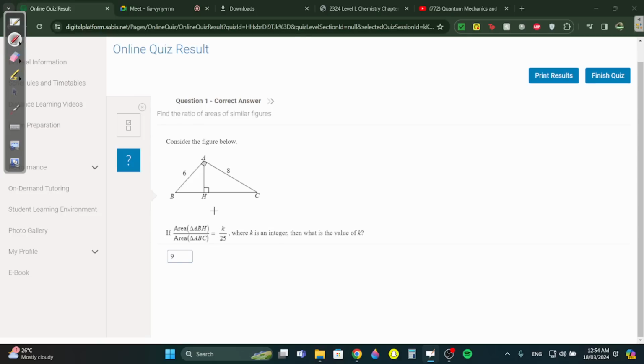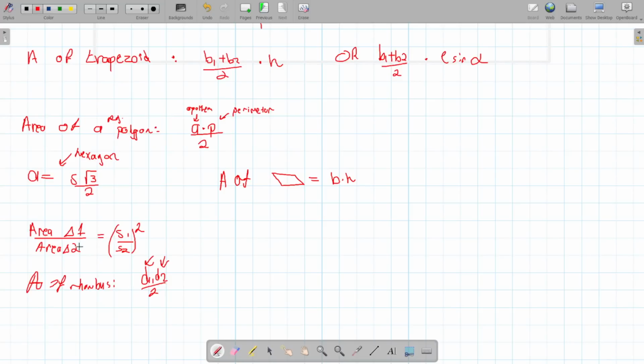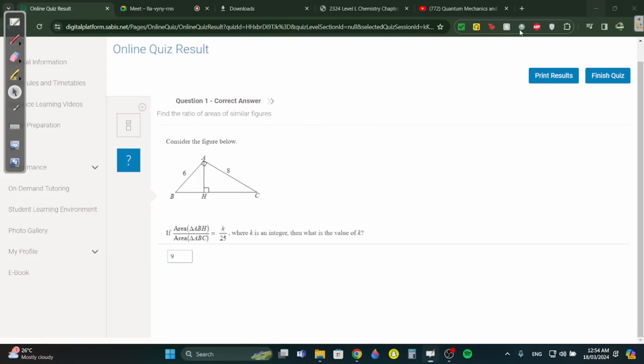Triangle ABH over ABC is K over 25. The ratio of the areas, I put it here from the last recording: the area of triangle 1 over the area of triangle 2 is side 1 over side 2, squared. They want triangle ABH. ABH is over here, and we don't really have any side other than 6.